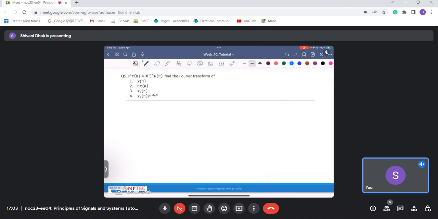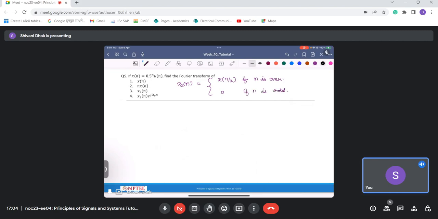Let us look at the next part of it. So the next part is basically x2[n]. And what does this x2[n] mean? So this x2[n] is basically equal to x of n by 2 if n is even. It is equal to 0 if n is odd.